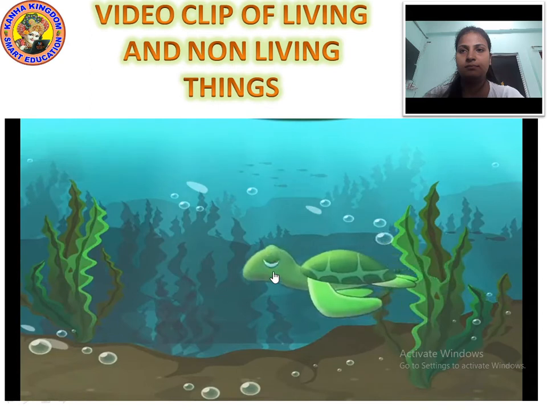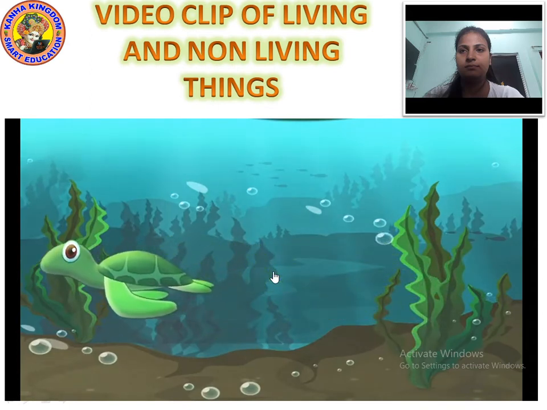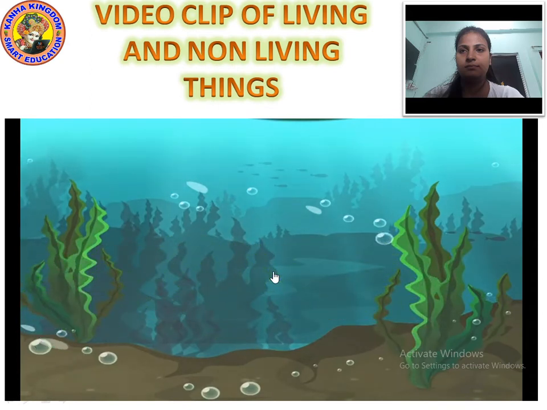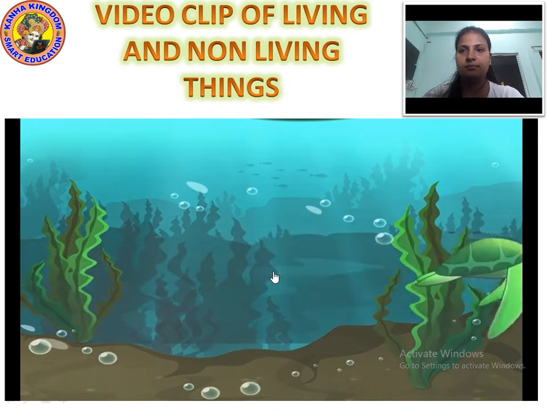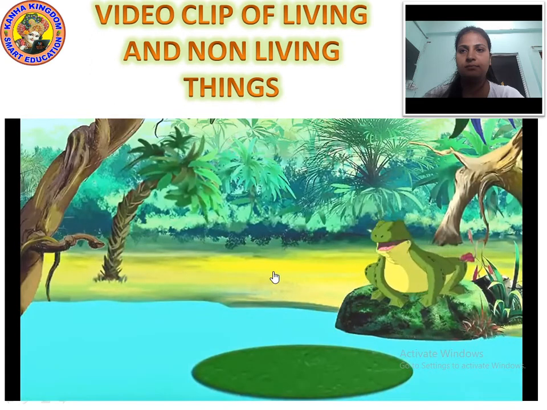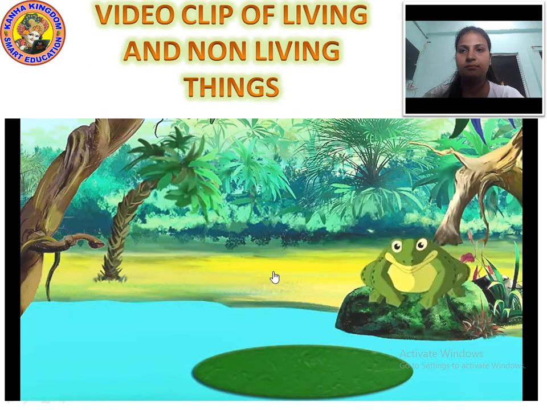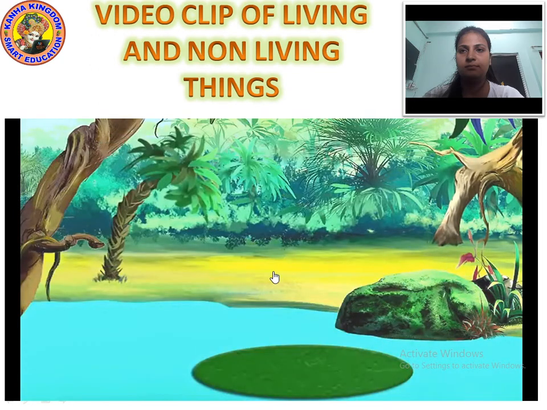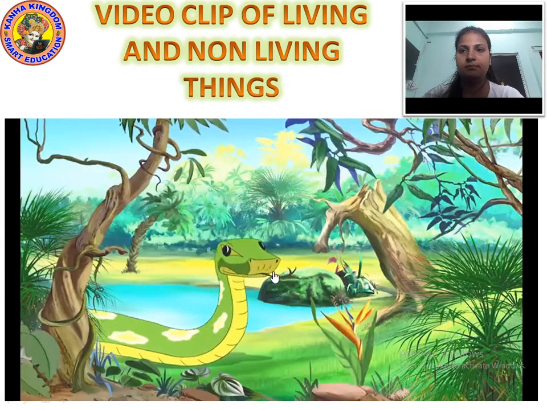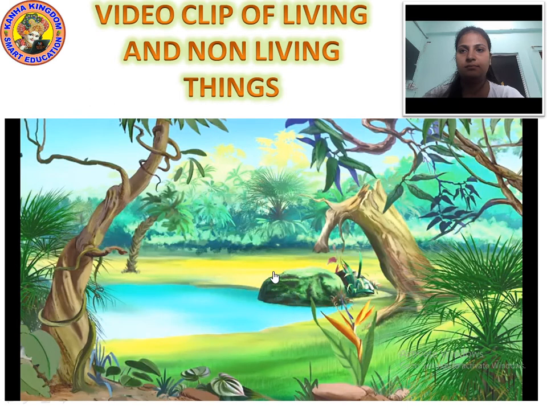A turtle is a living thing. Show me how it goes. Paddle, paddle, paddle, glide. A turtle is a living thing. A frog is a living thing. Show me how it goes. Hop, hop, hop up. A frog is a living thing. A snake is a living thing. Show me how it goes. Slither, slither, slither smooth. A snake is a living thing.